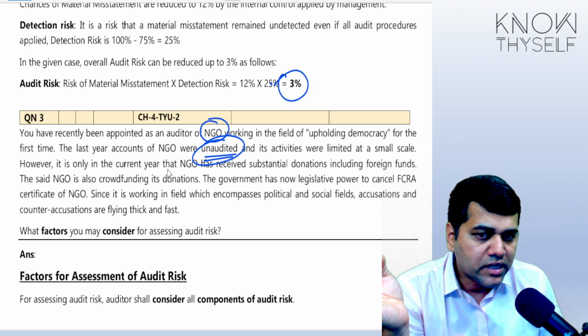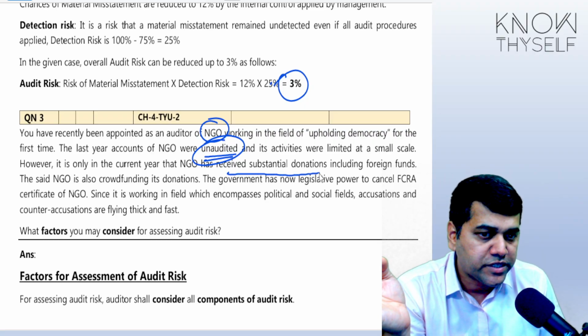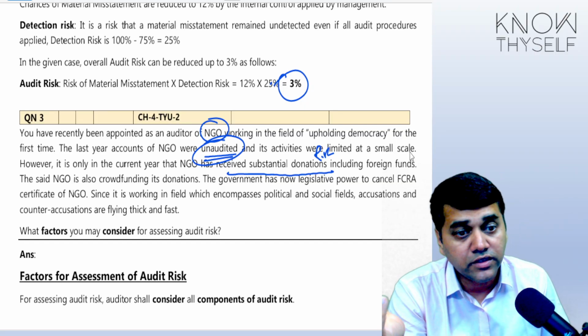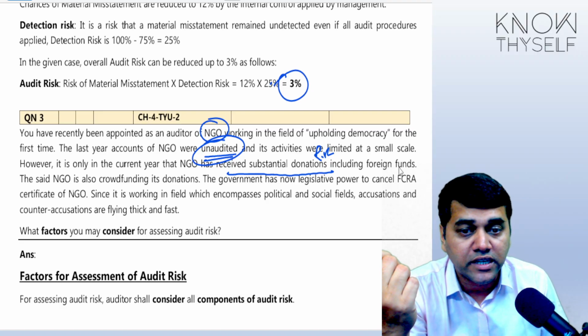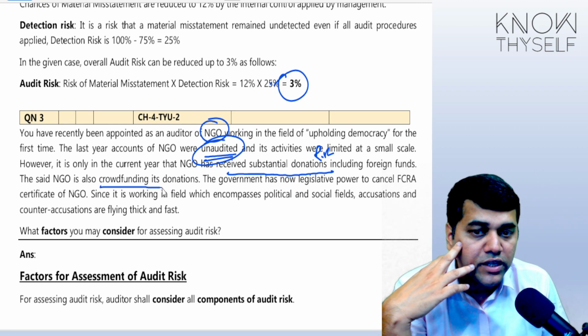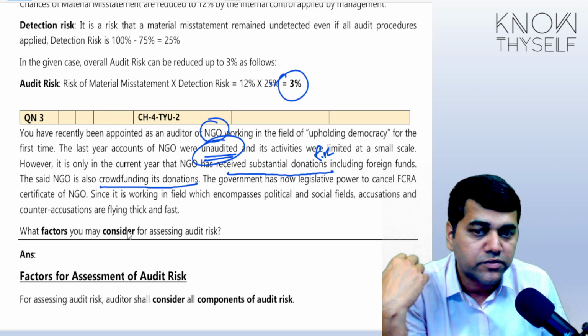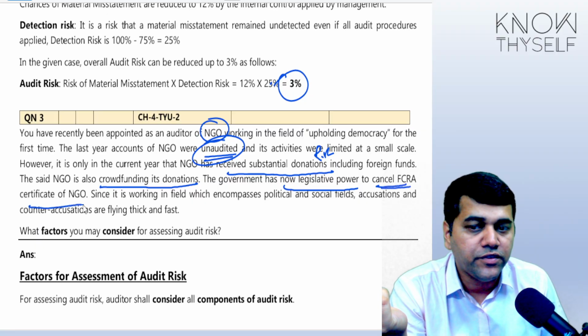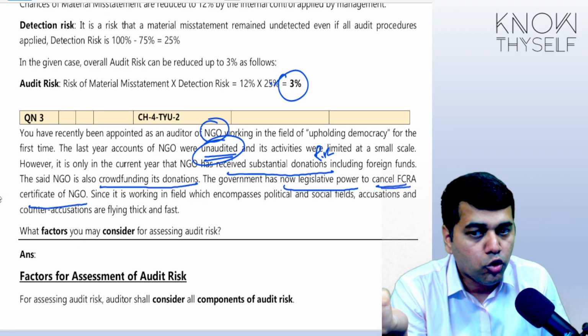However, it is only the current year that the NGO received a substantial donation risk from the foreign funds. That means FCRA, the Foreign Contribution Regulation Act, FEMA, all those things are applicable. The said NGO is also doing crowdfunding donation. That means anonymous donations you may be receiving. Government has now legislative power to cancel FCRA certificate of this NGO. That means NOCLAR is also applicable.